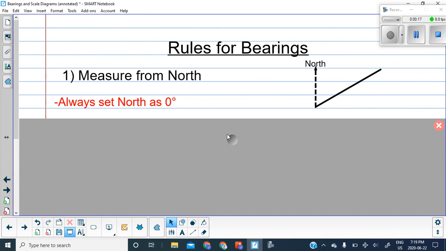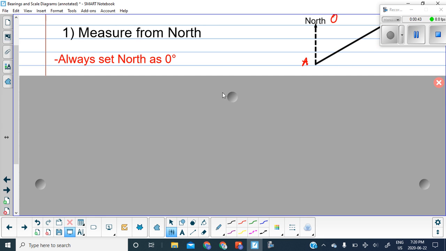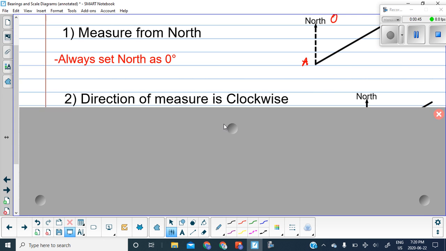That means if I have a point here, A, and I'm going to some point B, I'm always measuring from this north. Okay, measuring B from A, and that happens from north. So always set your north as 0. So that is where we'll set 0 on our protractor when we measure. Or if you're calculating, that is your 0. Okay? Next, direction of measure is clockwise.